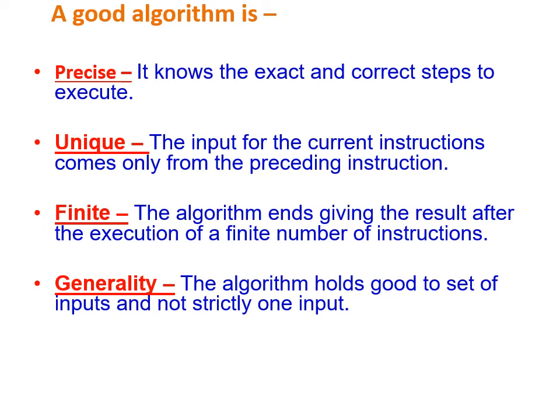Now we will discuss the characteristics of a good algorithm. A good algorithm should be precise. It knows the exact and correct step to execute. It should be unique. The input for the current instruction comes only from the preceding instruction. It should be finite. The algorithm ends giving the result after the execution of a finite number of instructions. It should have generality. The algorithm holds good for a set of inputs and not strictly one input.